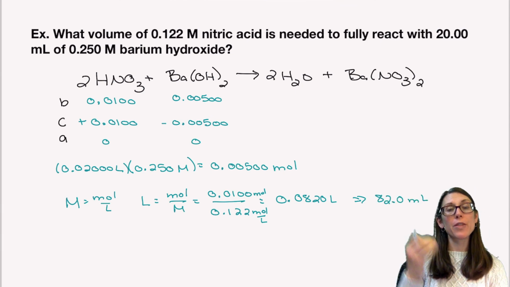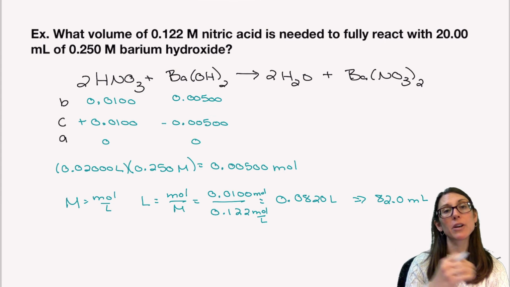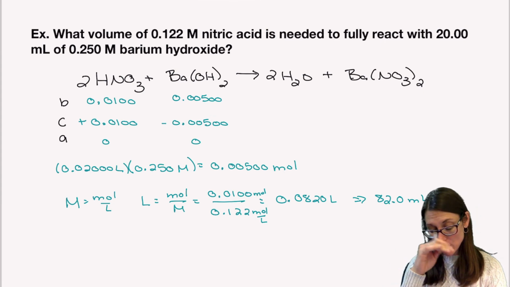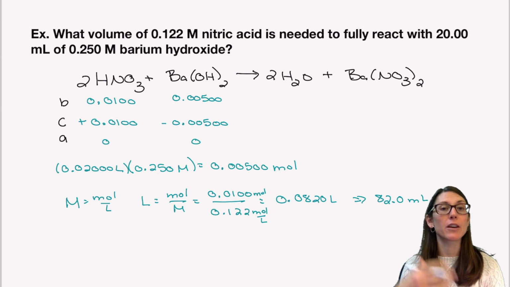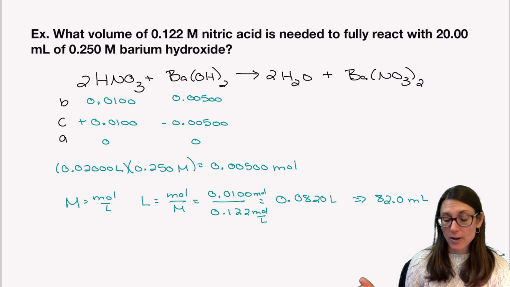And so this is a really nice way in order to figure out the amount of a missing material or amount of an unknown material, be it the concentration, be it the volume, or the moles of whatever it is.